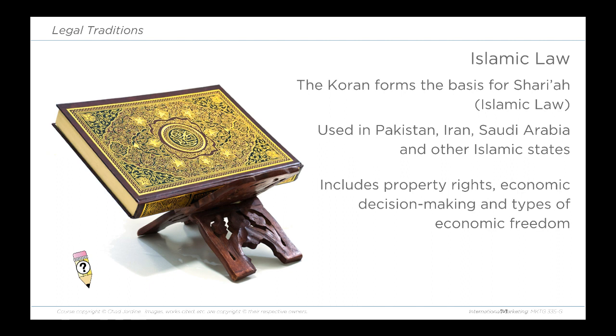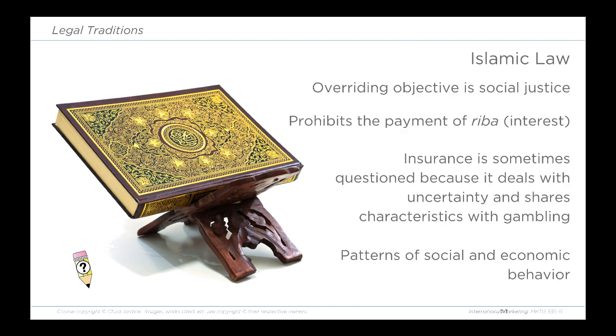Islamic law covers the same type of things that code law and common law do, so property rights, economic decisions, types of freedom, when you can spend money, when you can't, and with whom. The overriding theme in Islamic law is one of social justice and fairness. Does it make sense? Islamic law prohibits the payment of riba, or interest, so that changes how banking is done.